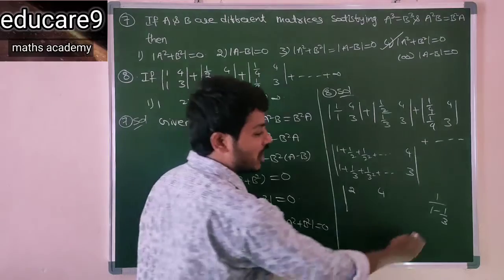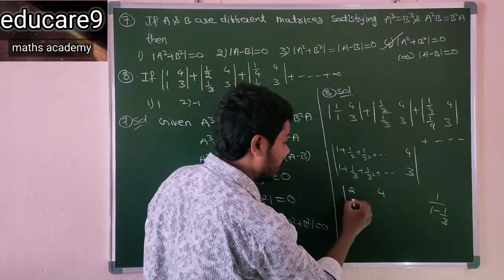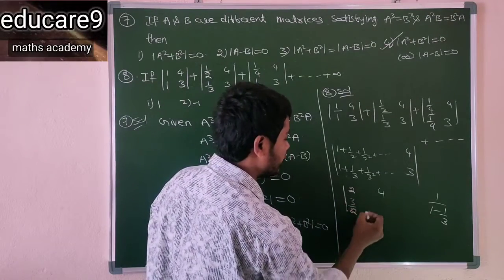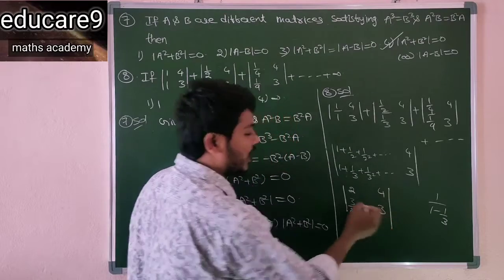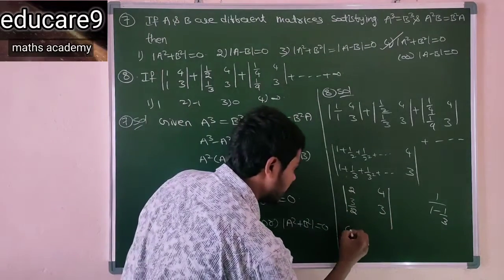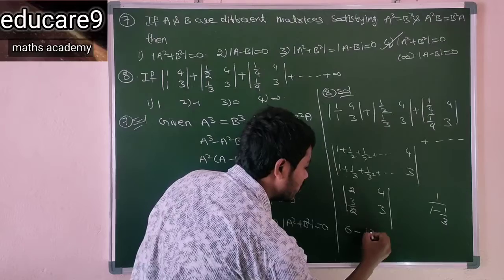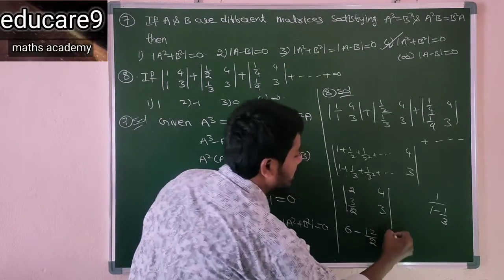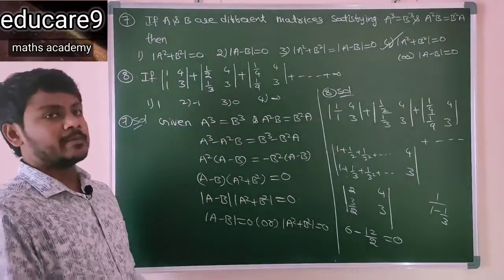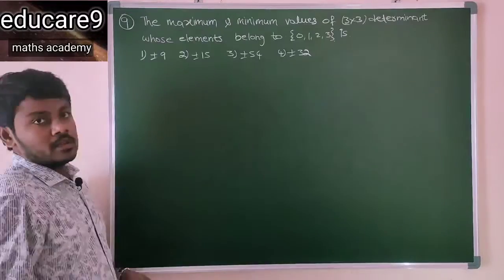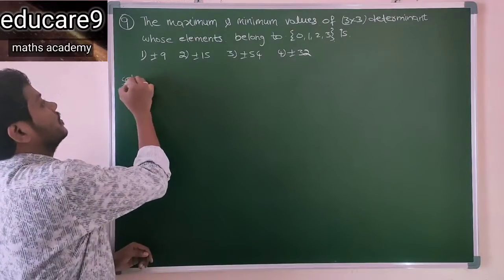So clearly that is what? 3 by 2. Next to 3. Now find this determinant. So what do you get? 6 minus 12 by 2. This is 0. So clearly option 3. So see the ninth solution.